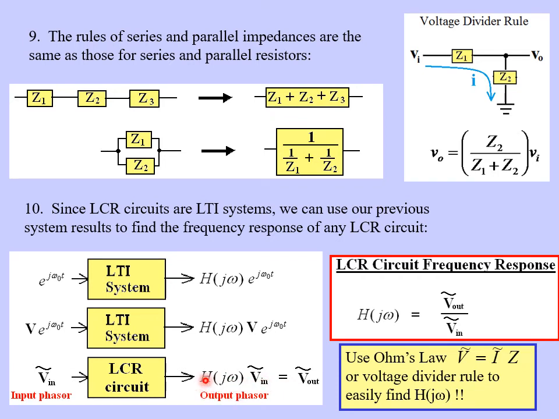So from this last picture, or diagram, we can solve for H of j omega. Just look at this equation right here. It's pretty simple. The frequency response is just equal to this output voltage phasor divided by the input voltage phasor. And so this gives us a way to determine the frequency response of any circuit by using impedances. We can use Ohm's law or the voltage divider rule, which is shown right here, to easily find the frequency response. So to show you what I mean and how simple this is, let's go on to our example.